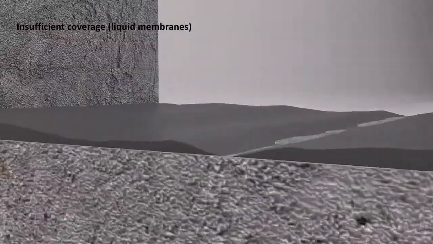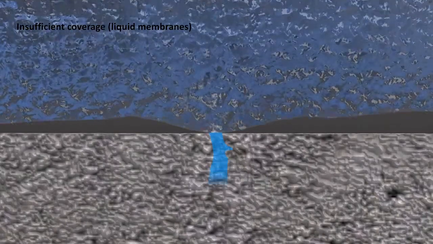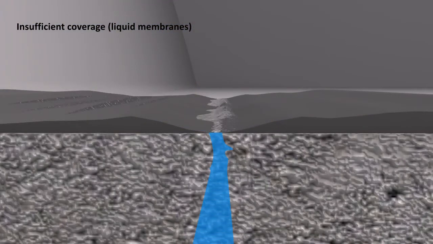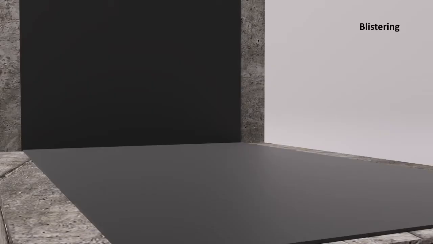Insufficient coverage or uneven application of a liquid membrane prevents establishing a uniform thickness of the waterproofing layer. This can result in the failure of the application, as thinner parts of the membrane get damaged quicker. Not fully bonding overlaps poses a potential breach of the waterproofing layer. Membranes that come apart at the seams allow water to migrate through and penetrate the concrete.